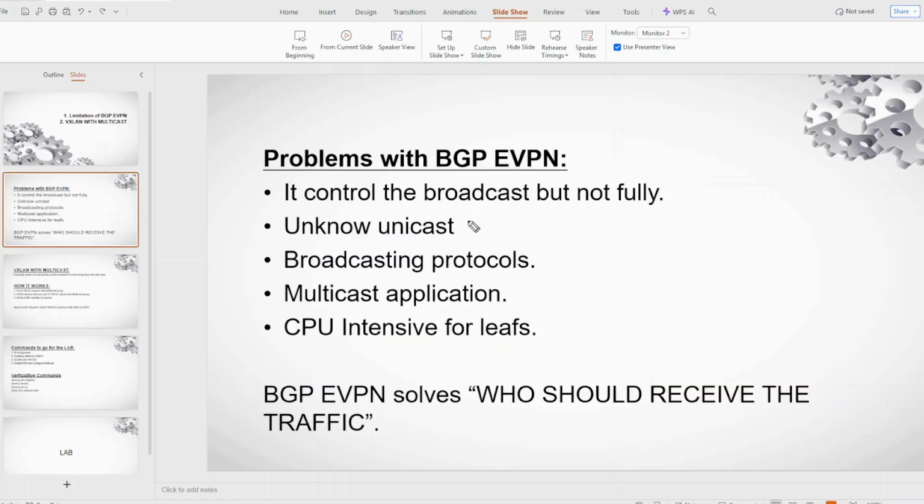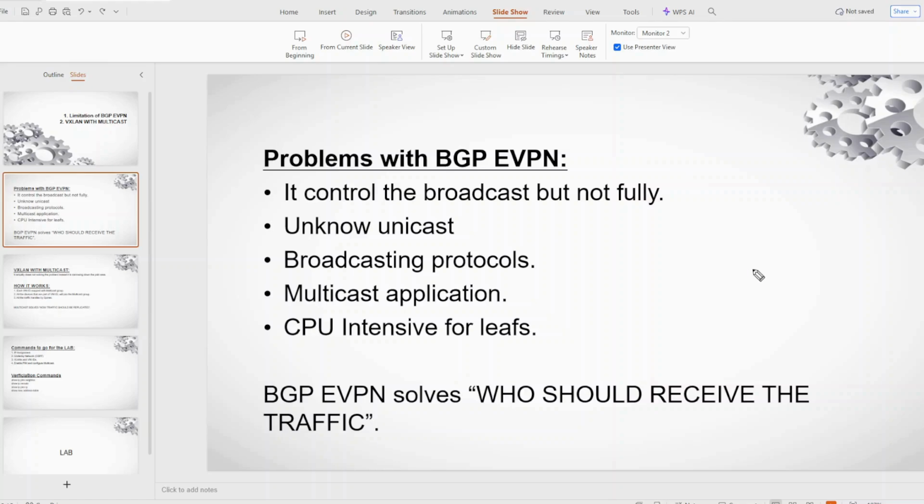So in BGP EVPN, every leaf switch shares its host database, which is the EVPN database, with other leaf switches. That means instead of doing flooding like we did in ingress replication, the leaf already knows the remote MAC and sends traffic as unicast. So yes, EVPN reduces flooding significantly, but it does not completely eliminate flooding. So let's understand where flooding still exists.